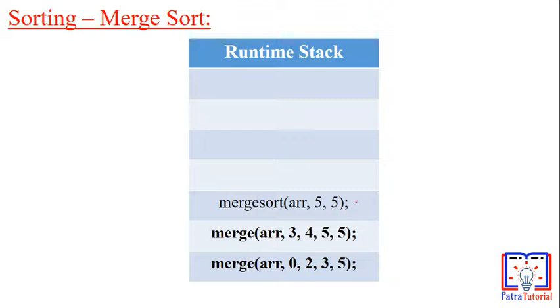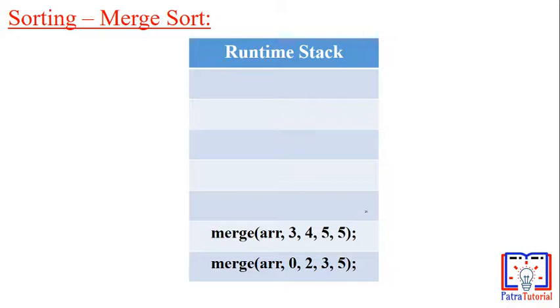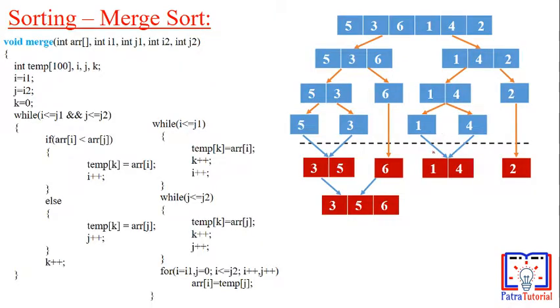Then again look at the runtime stack. Merge sort 5 and 5, right? Only one element is there, so I cannot divide this sublist anymore, so it will be like this only. This is the 5th index, so it will come down to this part here. The next instruction is merge ARR of 3 4 and 5 5. Now I need to merge two sublists. The first one has 2 elements, the second one has only 1 element. This is 3, this is 4 and 5, right? So it will merge, and 1 2 and 4 will be the result.